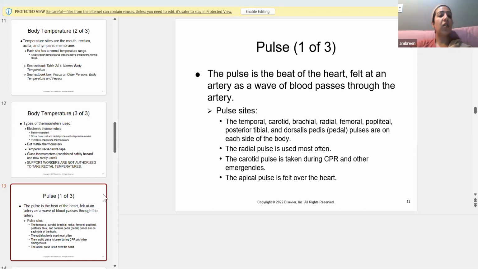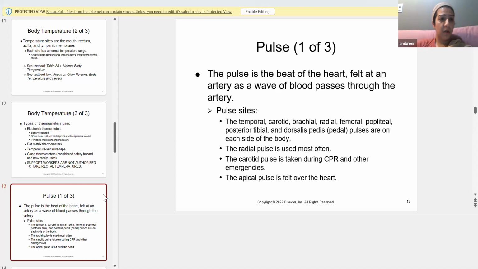Then we also have apical pulses. Apical pulses are always felt near the tip of the heart. Apical pulse we either do when we are doing a CPR or when we are giving digoxin medication. But because you will not be doing medications all the time, you don't do this.